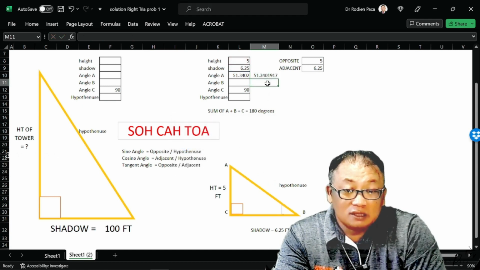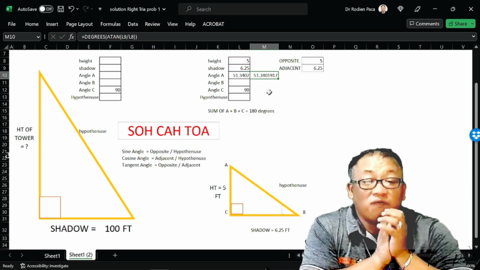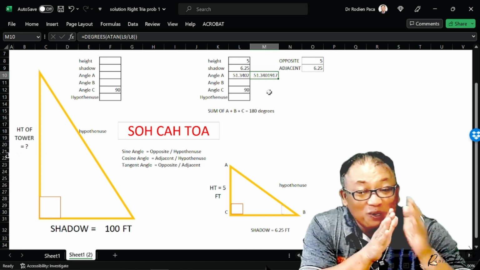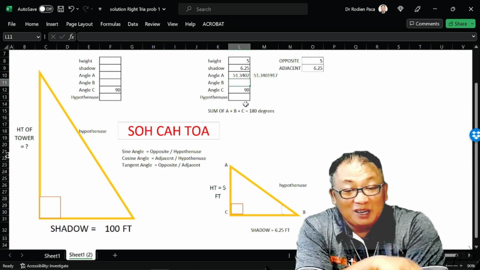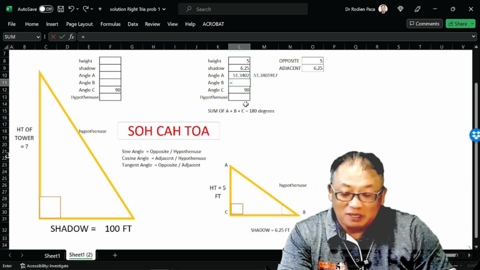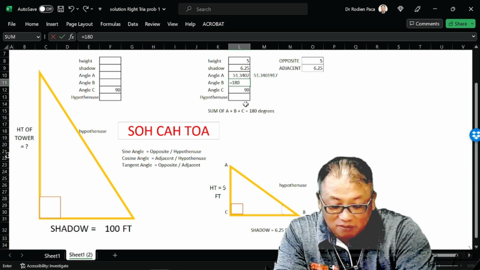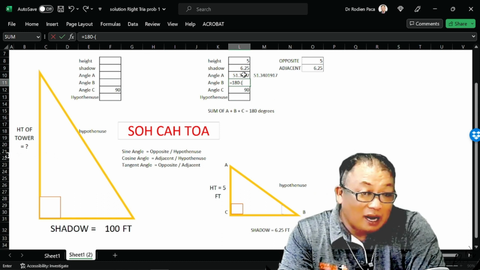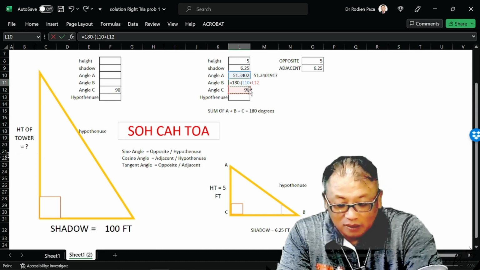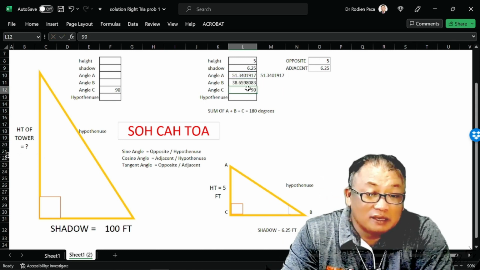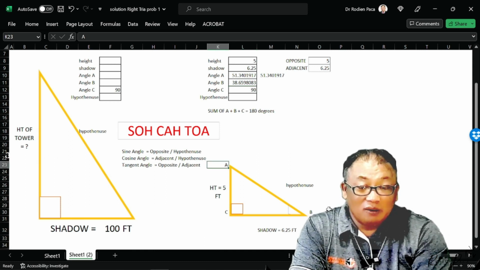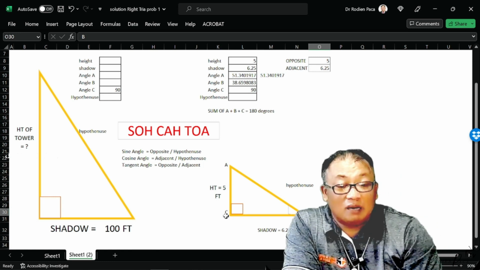And yes, it gives you 51.34 degrees. Okay, so basic principle. Now I'm filling up everything using Excel. Now angle B is very simple. Why? Because remember the principle: 180 degrees minus the other angle. So I would just add this one and this one, and it will give me 36.65 degrees. That's angle B. So we have angle A, angle B, and angle C.